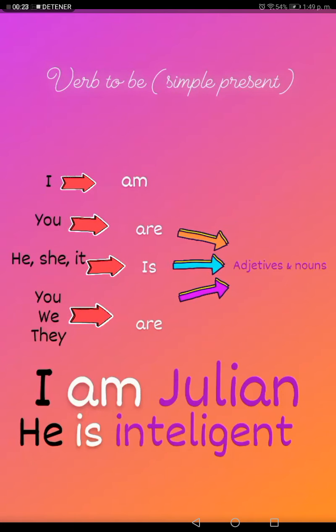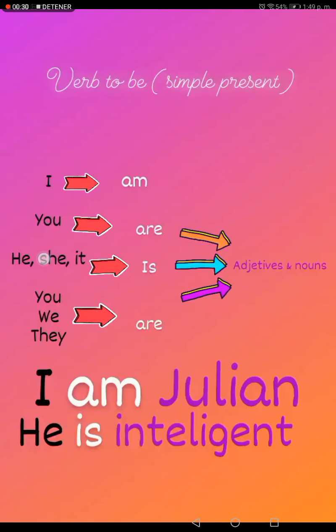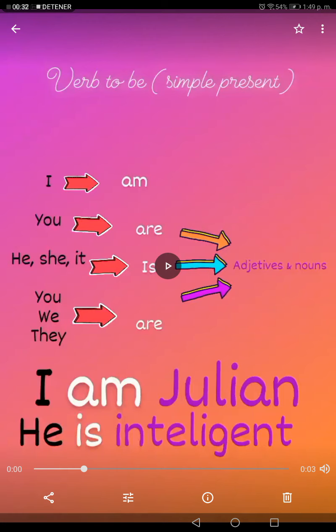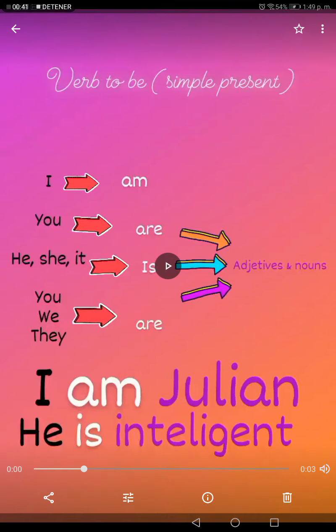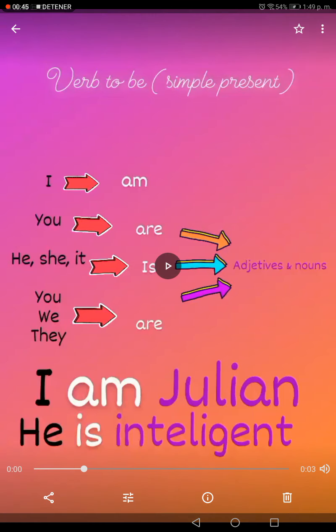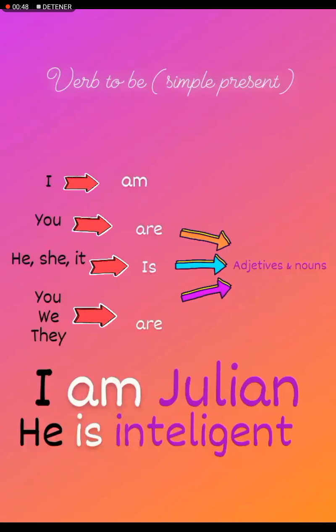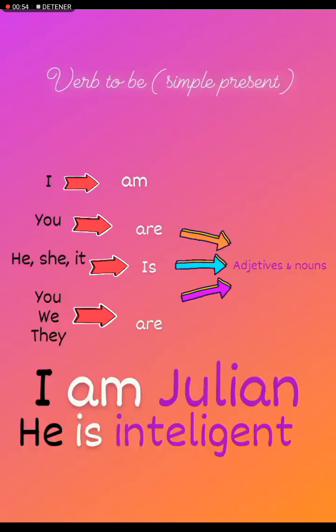The form of the verb to be, which are these three, depends on the subject or the pronoun. We have I, you, he, she, it, you, we, and they. And then we have for I am, yo soy, yo estoy, you are, tú eres o tú estás, he, she, it is, él es o está, ella es o está, eso es o está. Then we have you are.